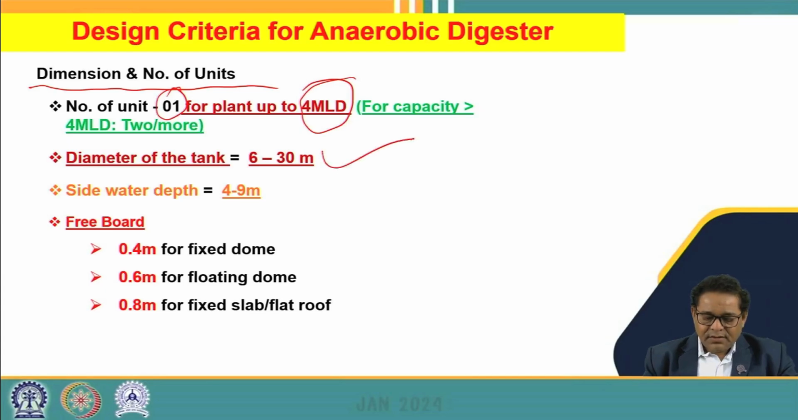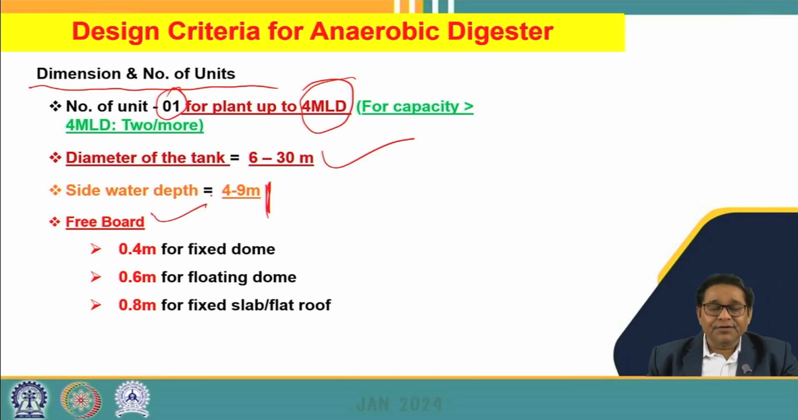Then the diameter of the tank used for anaerobic digestion, we can take from 6 to 30 meter. And then there is the side water depth, which is basically the depth of the water. This we can take from 4 to 9 meter.